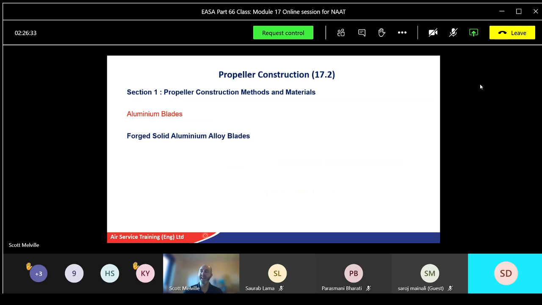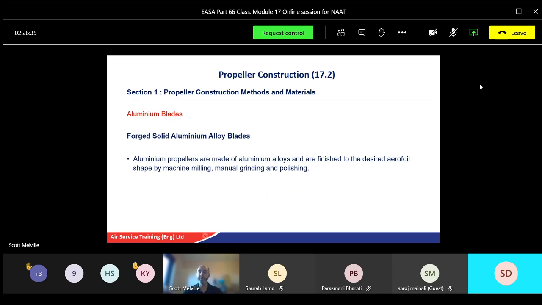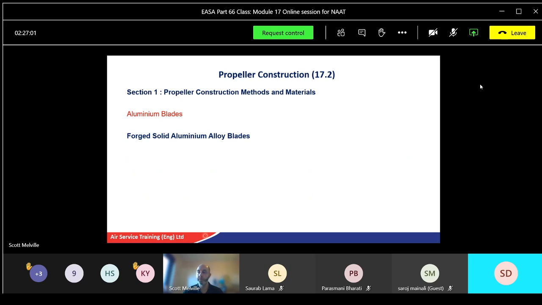The forged solid aluminium alloy blades, made from aluminium alloys, are finished to whichever shape is required for that aircraft by machine milling, manual grinding, and a good final polish. The polishing gets it nice and smooth, so there's no roughness on it, just like a wing and like a fuselage. Pitch is set by twisting the blades to the desired angle. Again, nowadays that'll be done in a special machine, not so much by hand twisting. However, some of the early ones were done by hand.